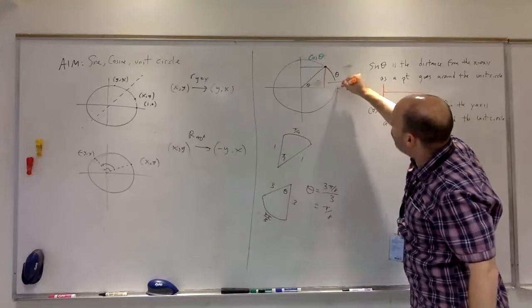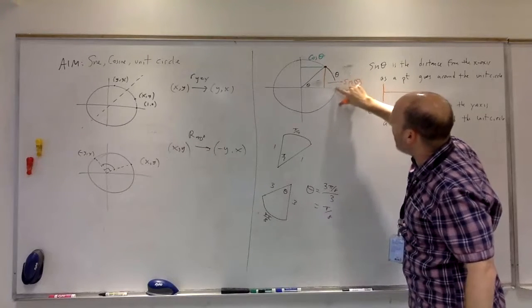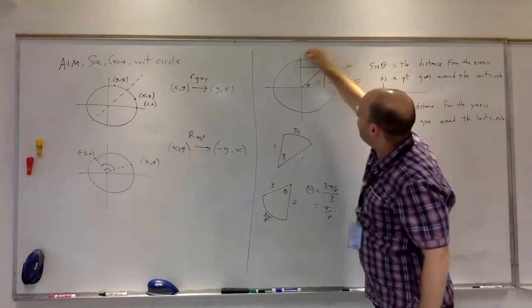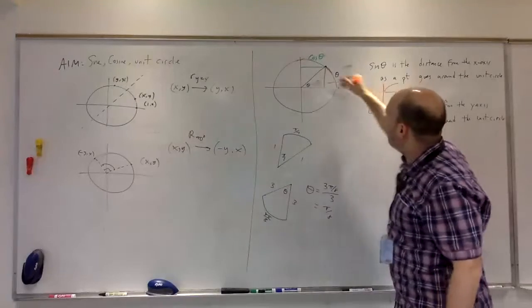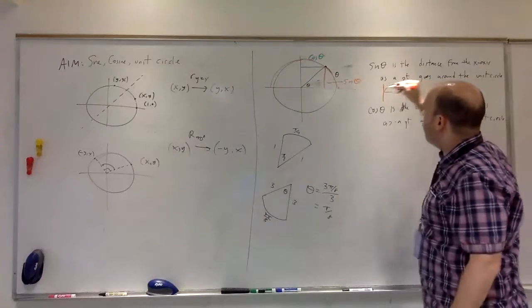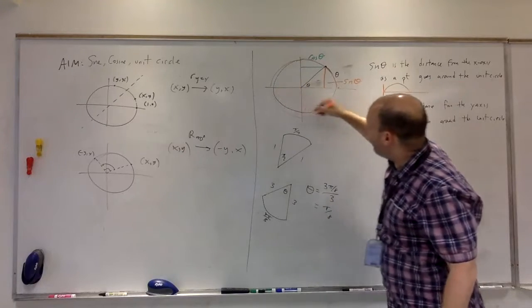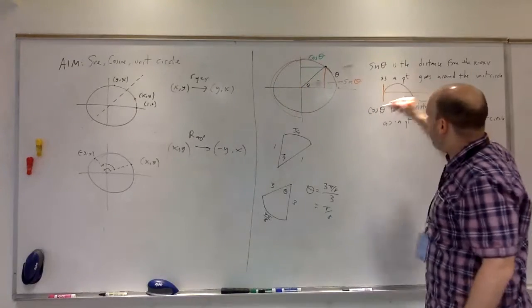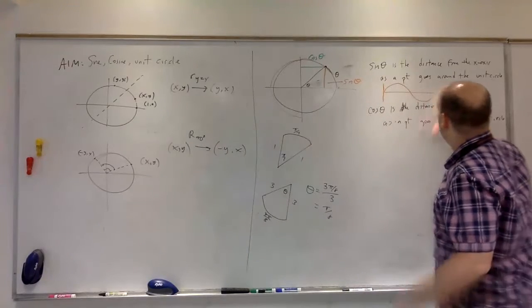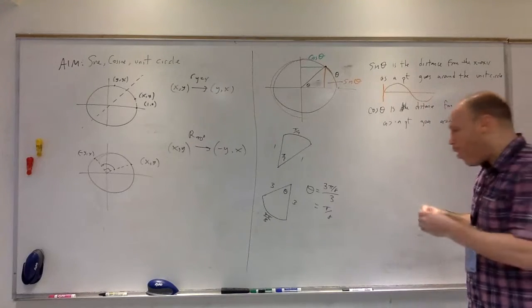We start here. So this is (0, 1), right? So the height is 0. It moves up to 1. It moves down to 0. It moves down to -1. It comes back to 0. Nice. Let's make a graph for cosine.